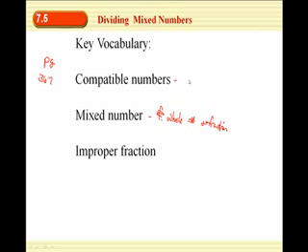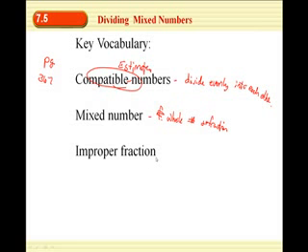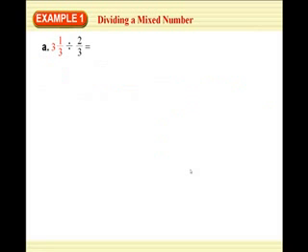Okay, compatible numbers divide evenly into each other. And usually when you see the word compatible, it means we might estimate somewhere along the line. Okay, an improper fraction is like this one when the numerator is bigger than the denominator. So let's see what we got going here.